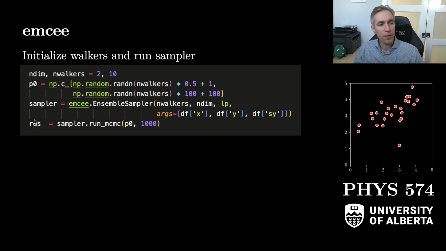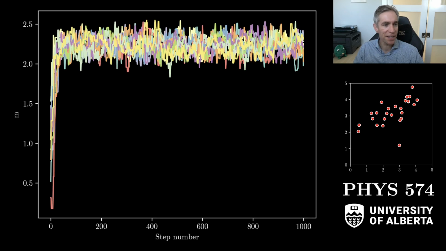And then you just say, okay, the result is the sampler run MCMC, so do the Markov chain Monte Carlo, starting at the initial conditions for 1,000 steps. And you just let it run. And the result spits out a bunch of chains. And the result looks like this.